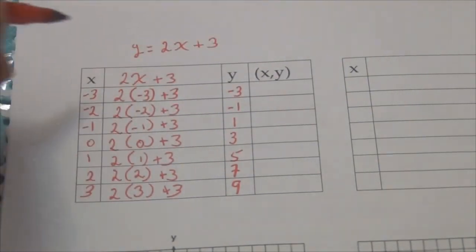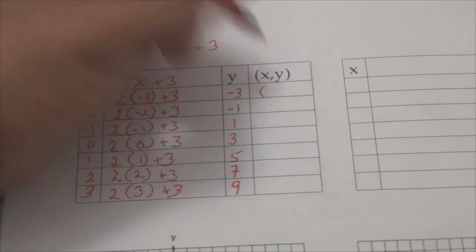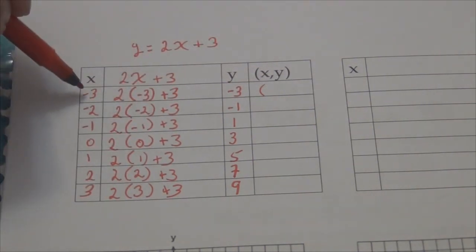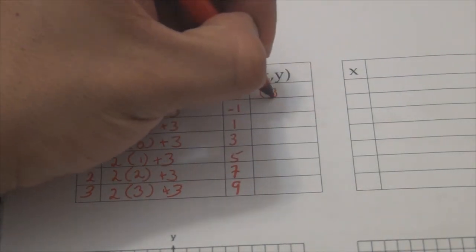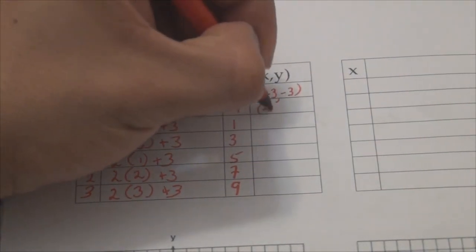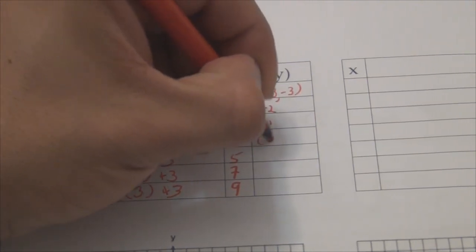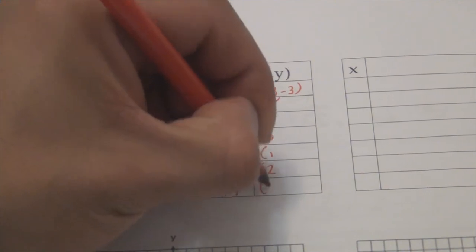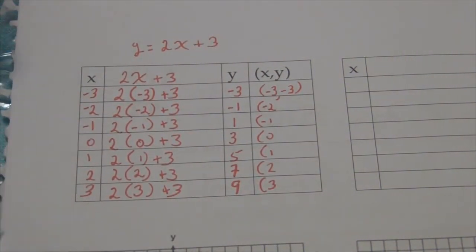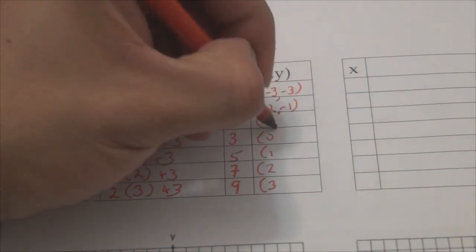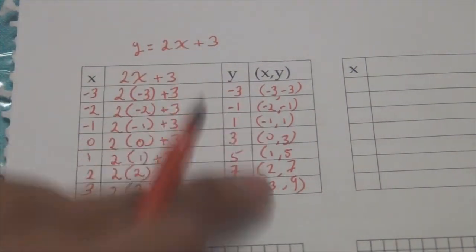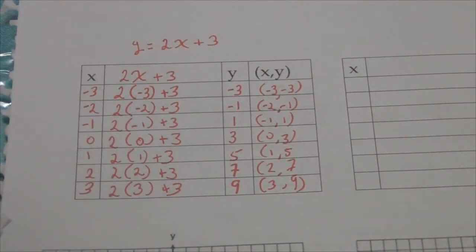Now here's where you put the ordered pairs, all right? You create this table yourself. So x comma y, that means that you're going to put the values of x and the values of y. So -3 comma -3. -2, -1, 0, 1, 2, 3, because those are all the values of x, right? And then the values of y. So -3, -1, 1, 3, 5, 7, and 9. You see? So these are called ordered pairs.